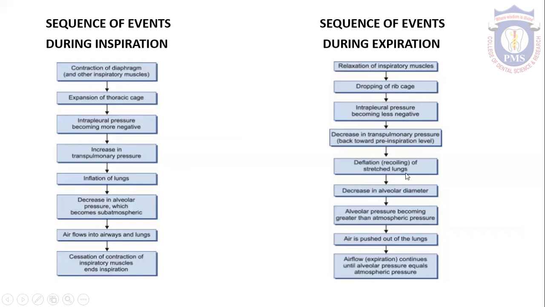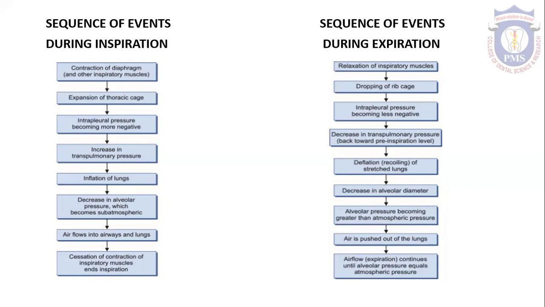stretched lungs, or the size of the lungs will get decreased, and therefore the alveolar diameter is also getting reduced. Hence, the alveolar pressure becomes greater than that of atmospheric pressure. And because of this pressure difference, the air is pushed out of the lungs and finally expiration occurs. So this is how inspiration and expiration occurs during a normal respiratory cycle. So that is all about mechanics of respiration.